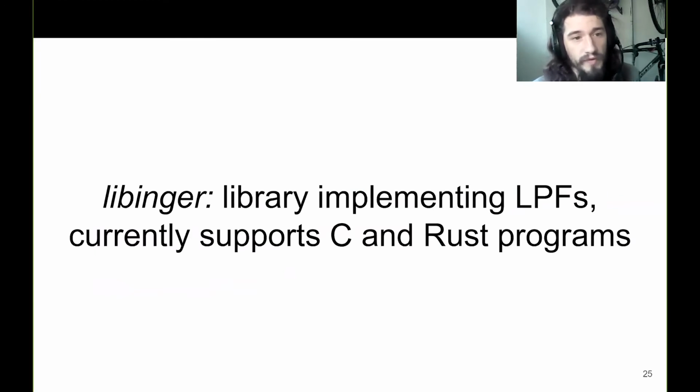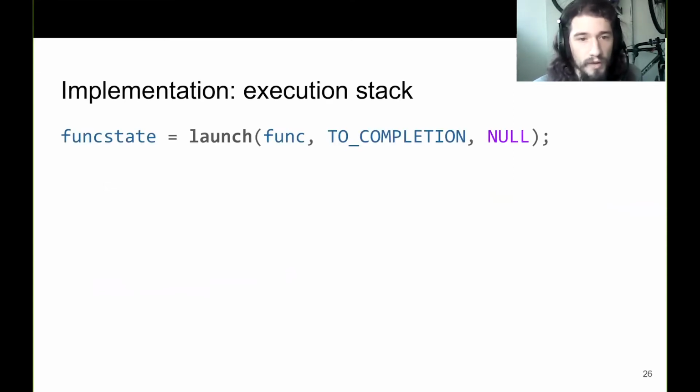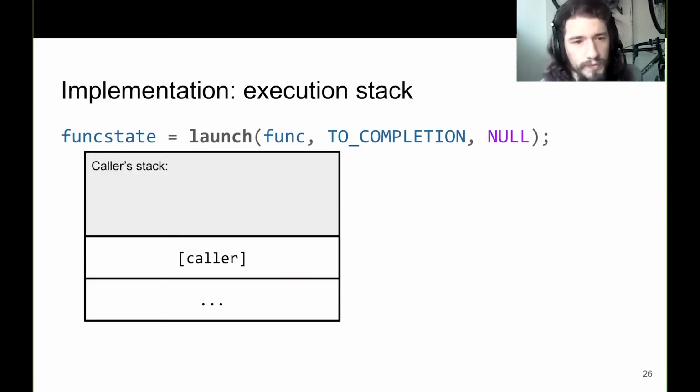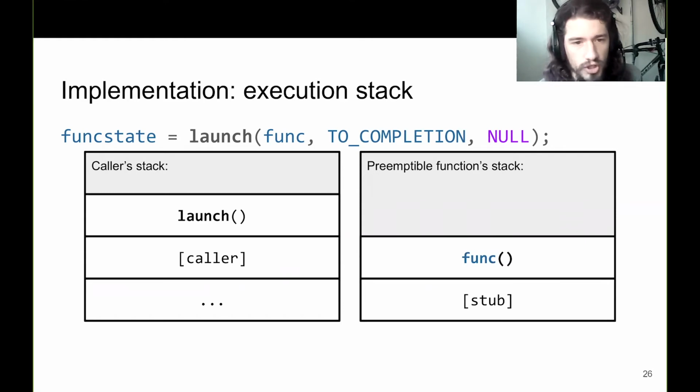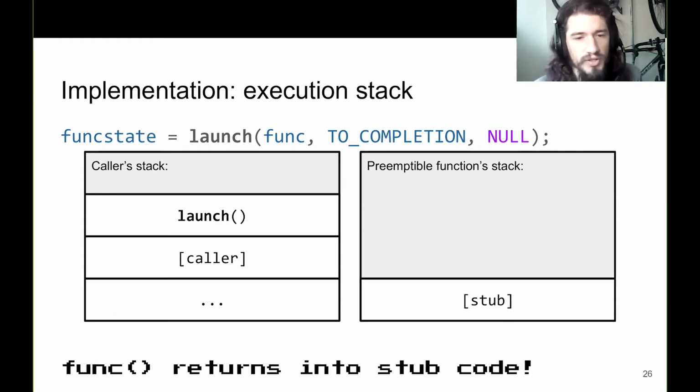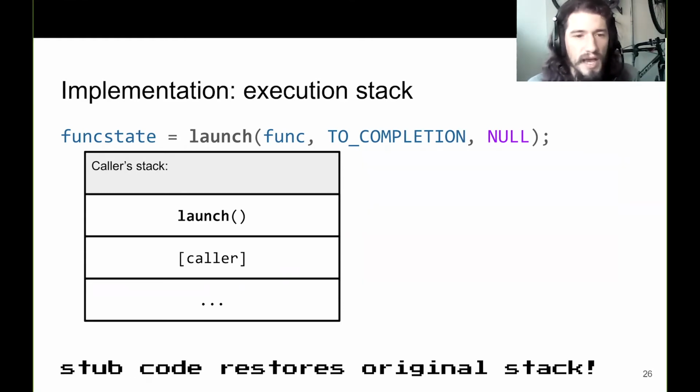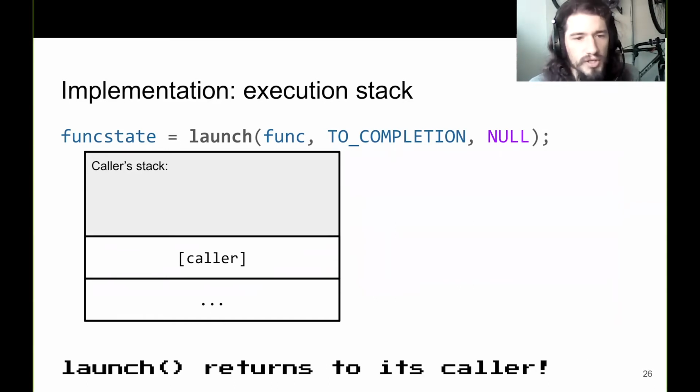As a proof of concept, we've implemented libinger, a library that provides lightweight preemptible functions to C and Rust programs. And we'll take a quick tour of how that works. So here, we're launching a function and allowing it to run to completion. And when launch is called, it's going to switch to a new stack to run that function. When the function completes, it returns into some stub code that tears the stack back down. And then when launch returns, it does so to its caller, as usual, as if nothing out of the ordinary happened.